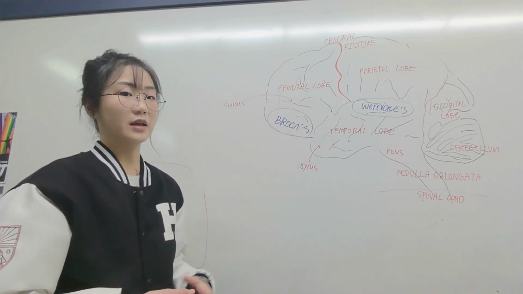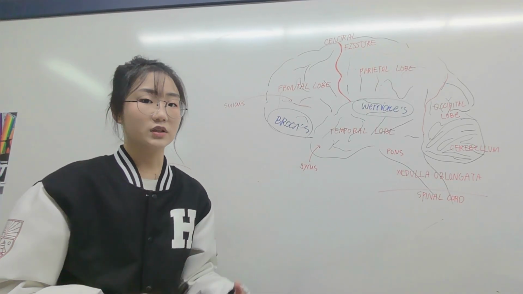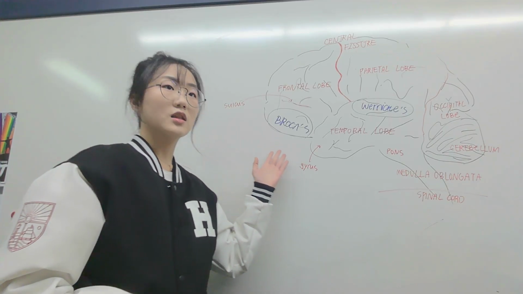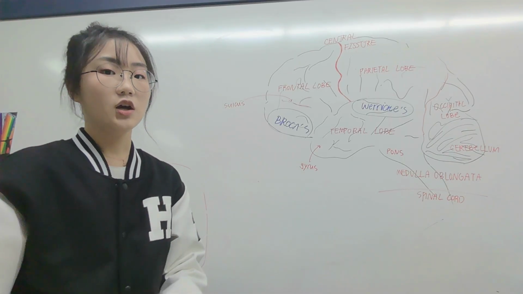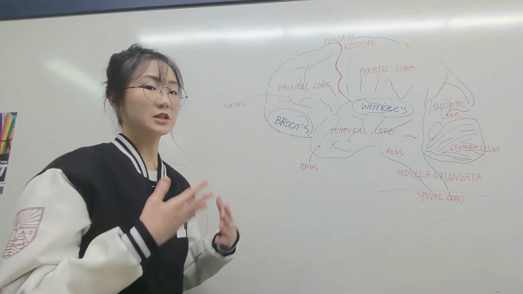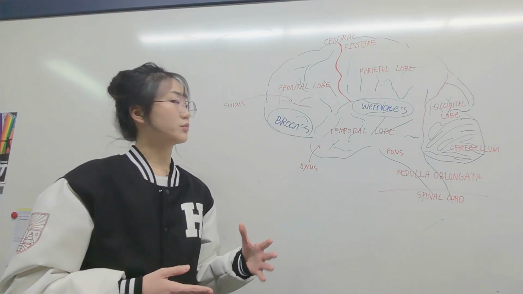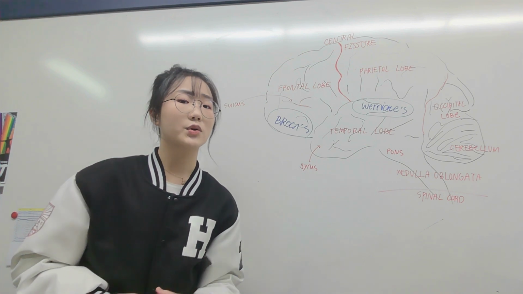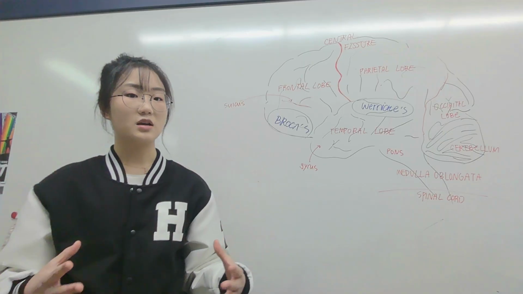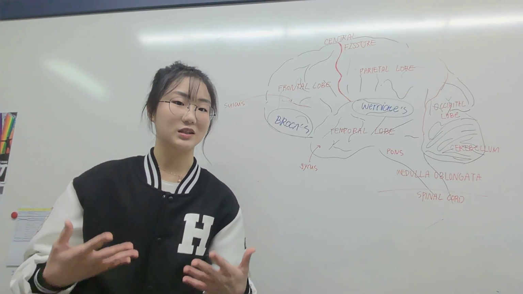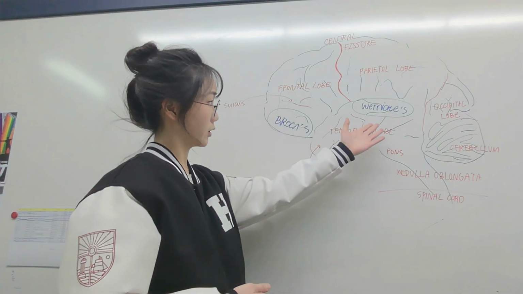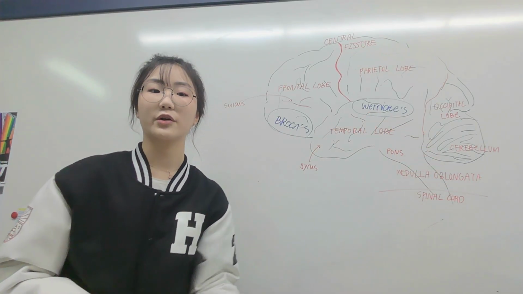Next, I'll explain two important language areas visible from the lateral surface. Broca's area is located in the inferior frontal gyrus, usually in the left hemisphere. This area is responsible for speech production. Damage to Broca's area can result in non-fluent aphasia, where a person understands language but cannot produce speech.